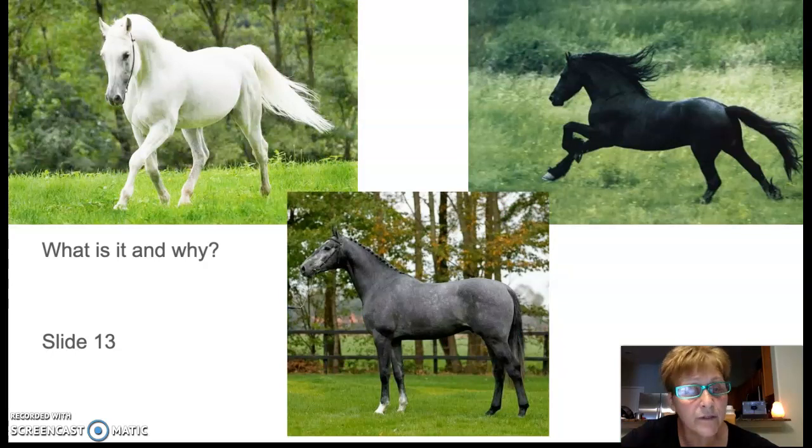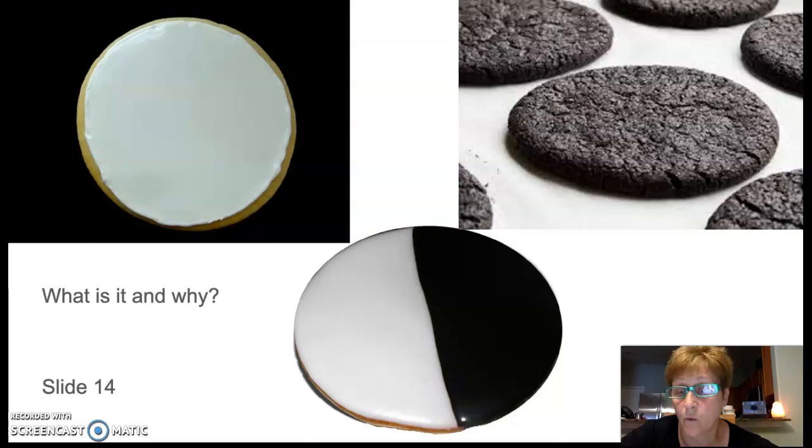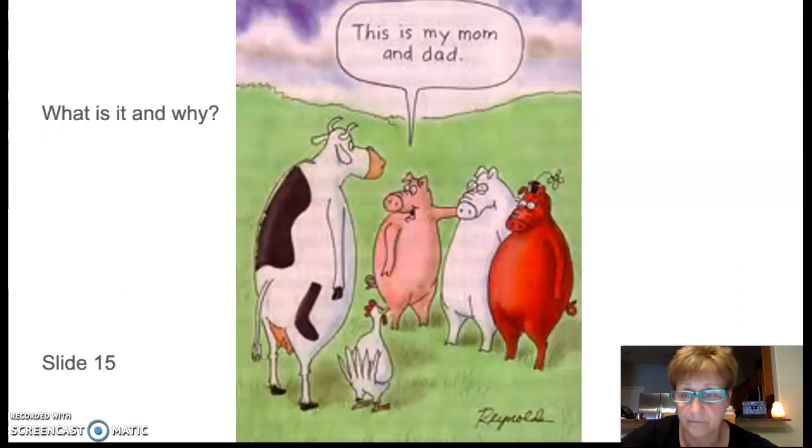We have a white horse, a black horse, and a gray horse. What is it and why? You have a white cookie and a chocolate cookie, black cookie, and it has half of it is white and the other half is black. You're going to decide whether you think it is codominant or incomplete dominance and why. What is it and why?